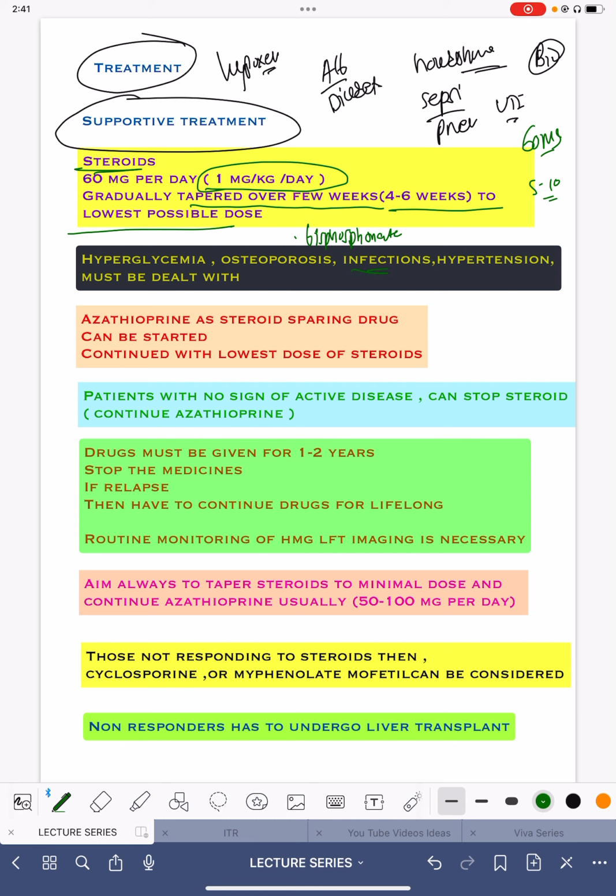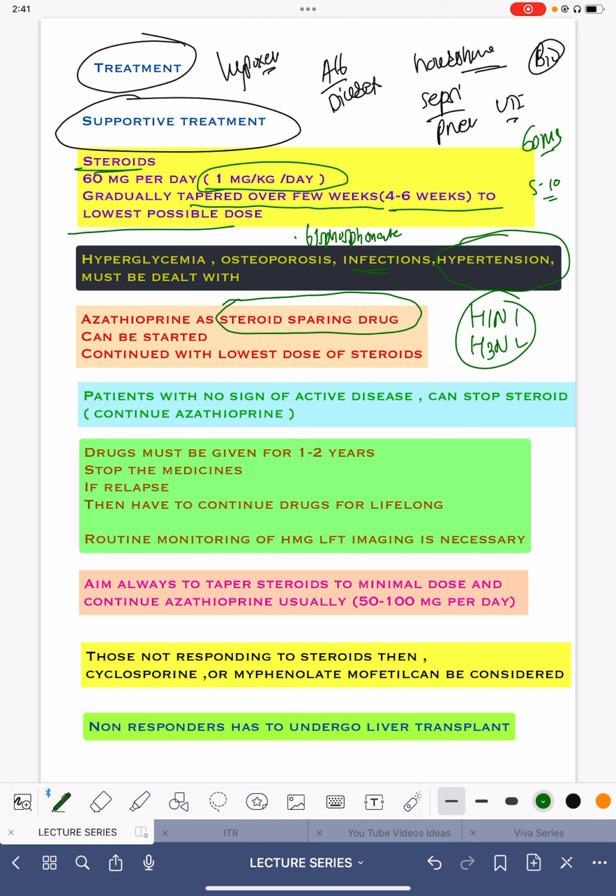Infection risk is definitely there, so any prior infection has to be adequately treated. Vaccination has to be considered, especially against pneumococcus, H1N1, and H3N2. Very commonly, steroids cause hypertension because steroids cause sodium and water retention. So if a patient has hypertension or develops hypertension because of steroids, it should be properly treated with antihypertensive drugs. One of the most important steroid-sparing drugs is azathioprine, and it has to be started.